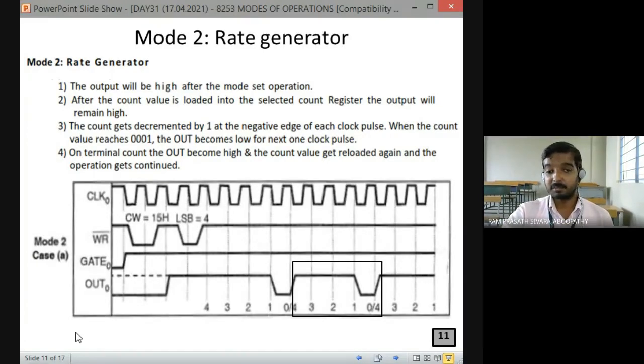Shall we proceed to the next mode of operation? Yes. Okay. Fine. What about the next mode? Mode 2 is done. Mode 3. What about the description of mode 3?